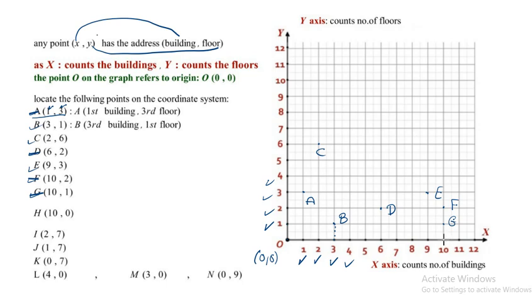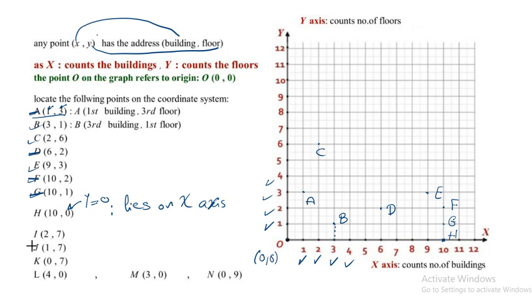This is building number 10. Where is floor number 0? It is on the x-axis. So when y equals 0, that means that the point lies on the x-axis, because we don't have a number of floors. We don't have the number of the floor.